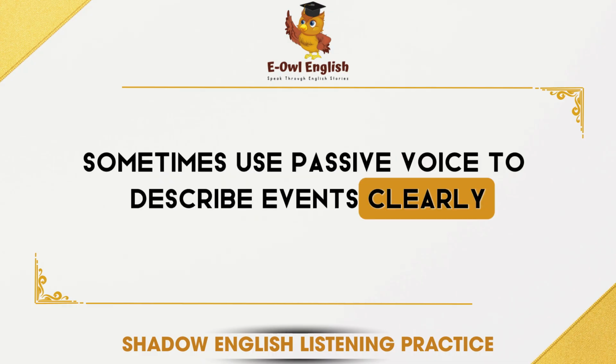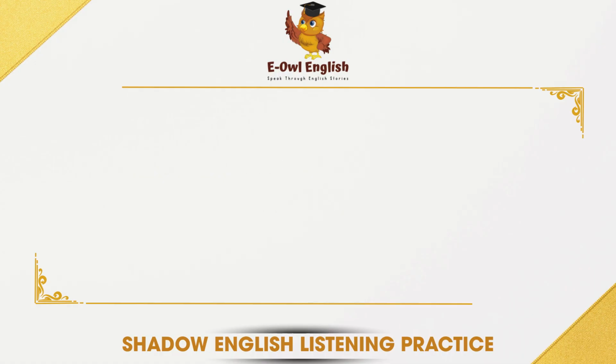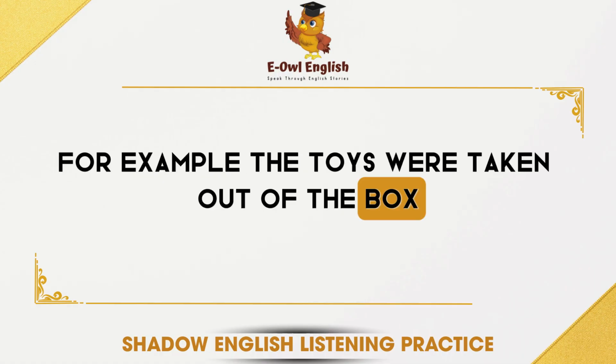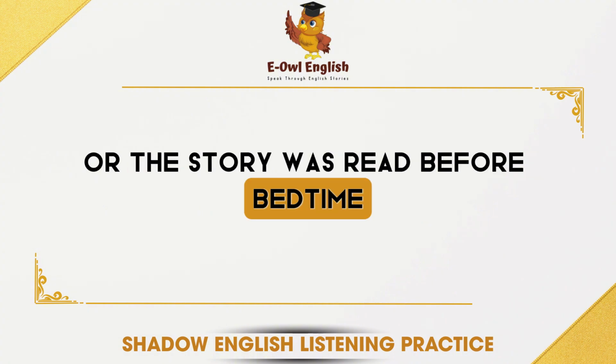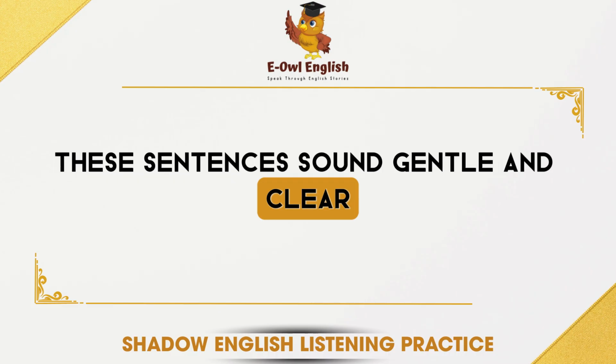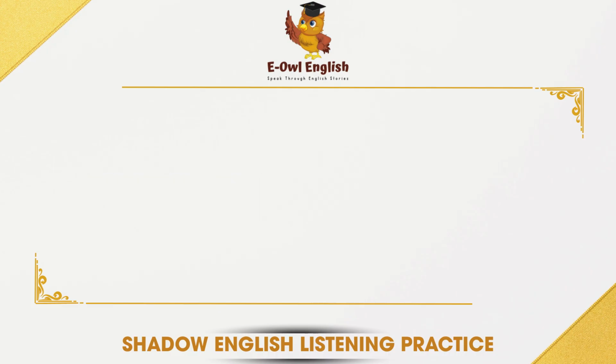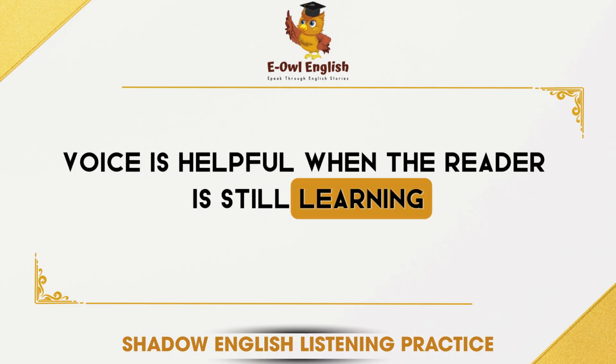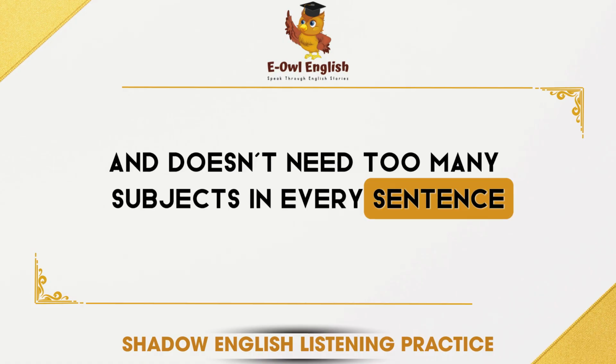Children's books sometimes use passive voice to describe events clearly. For example, the toys were taken out of the box, or the story was read before bedtime. These sentences sound gentle and clear. Passive voice is helpful when the reader is still learning and doesn't need too many subjects in every sentence.